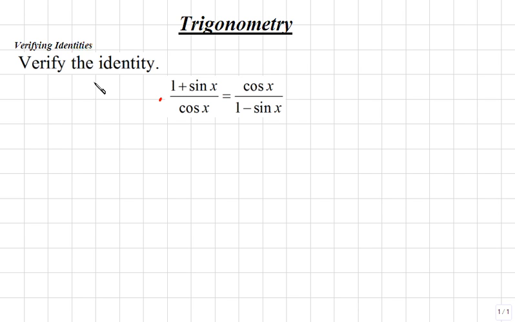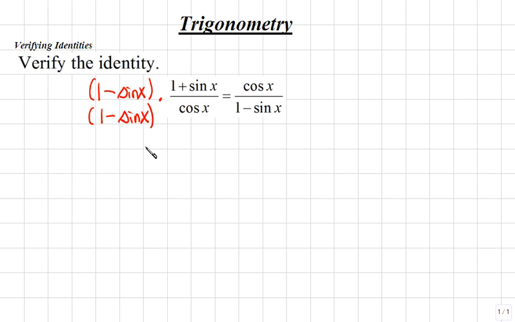Recall that the conjugate of an expression, such as 1 plus sine of x, will be the same expression but opposite middle sign. So we'll multiply by 1 minus sine of x. Since we're multiplying the numerator by 1 minus sine of x, we'll also multiply the denominator by 1 minus sine of x. We'll write down our entire identity again.